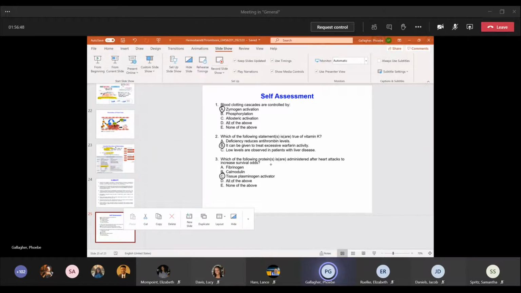And then which of the following proteins are administered after heart attacks to increase survival odds? This is like what I talked about with the stroke patients, but it also works with anything that has to do with a blood clot. So stroke, heart attack, that sort of thing, you're going to have TPA. And I know she didn't really talk about this. So really the only reason you would know the answers to these questions is if you have some kind of clinical experience associated with it.